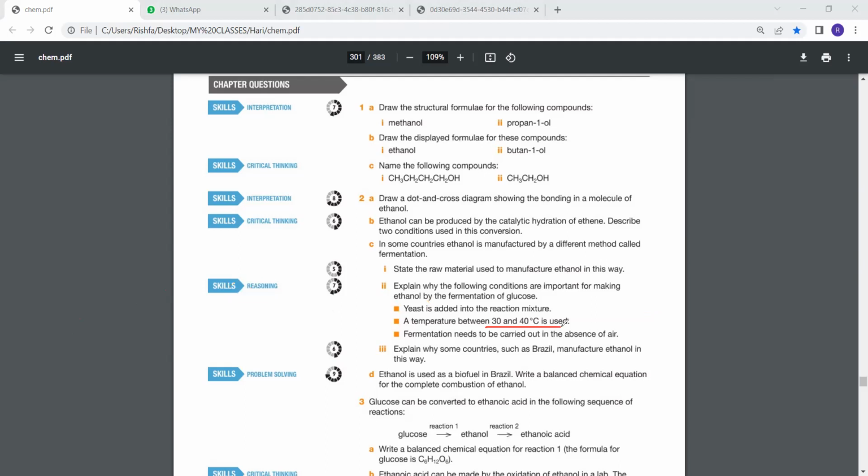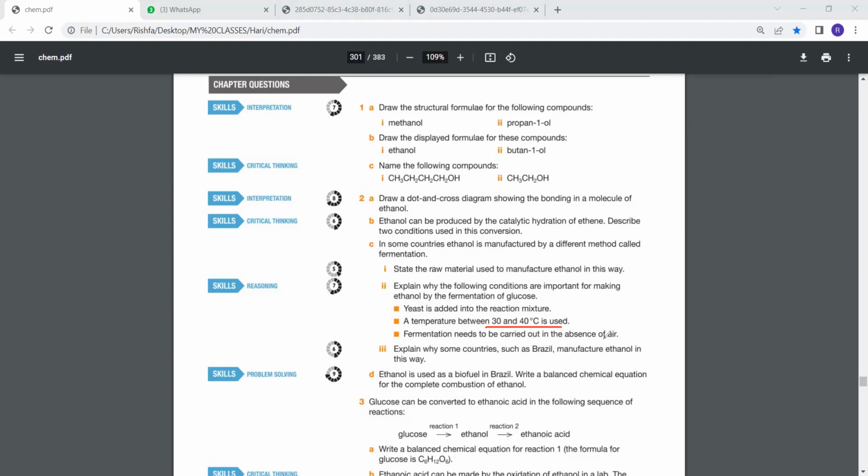Temperature between 30 to 40 degrees Celsius is used. So it doesn't go into anaerobic? No, temperature. Anaerobic is about oxygen, no? Oh, temperature. So the enzymes don't denature. Yes.